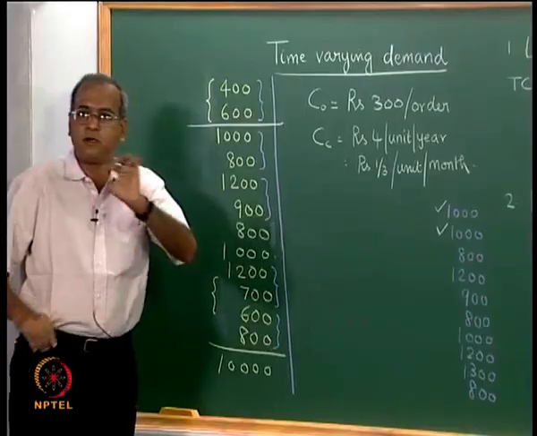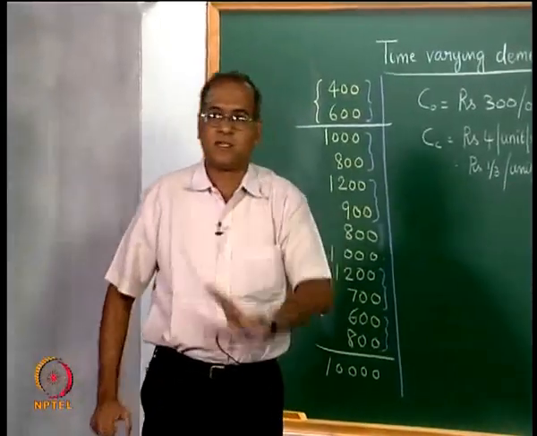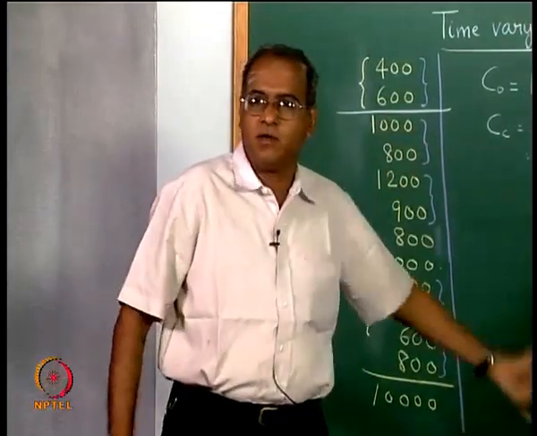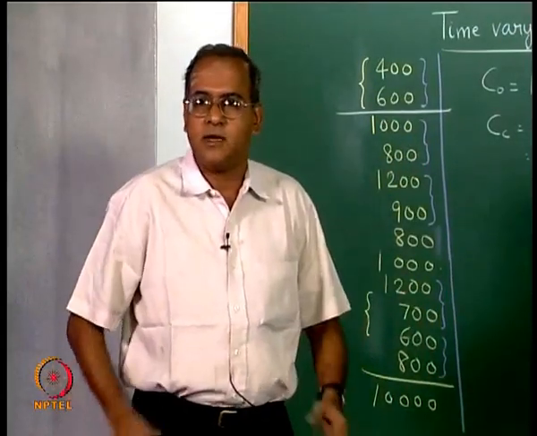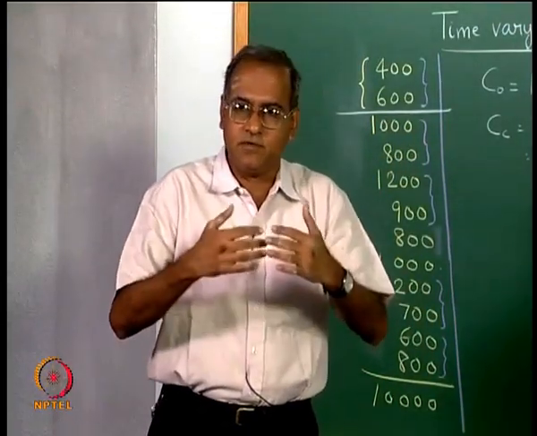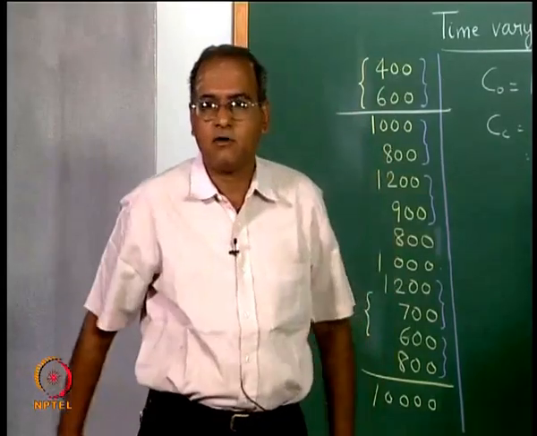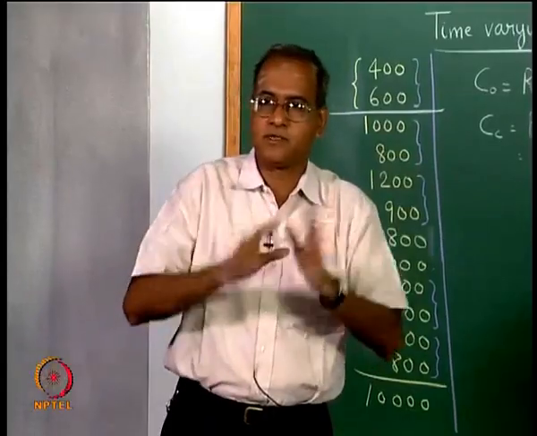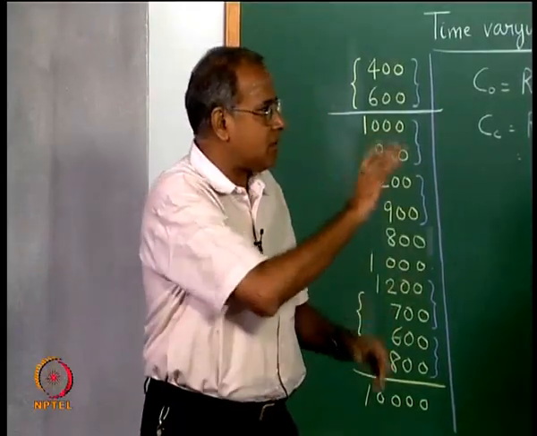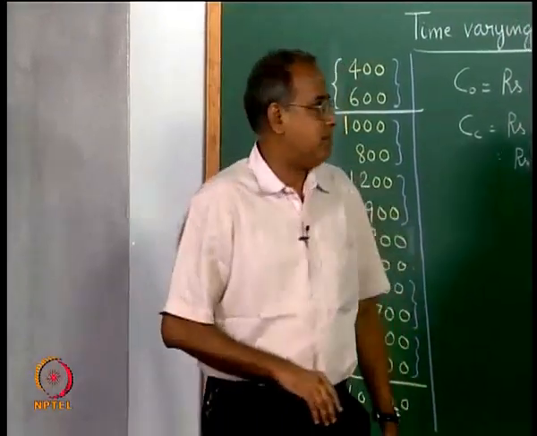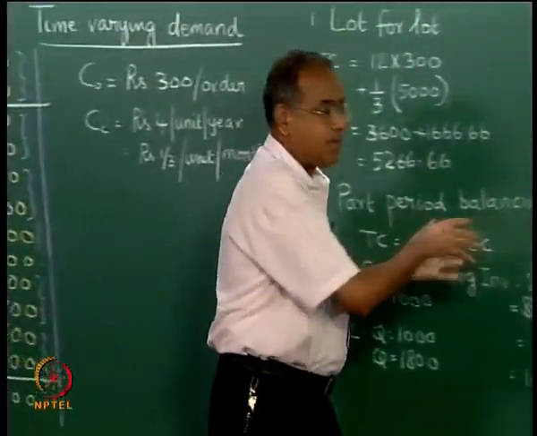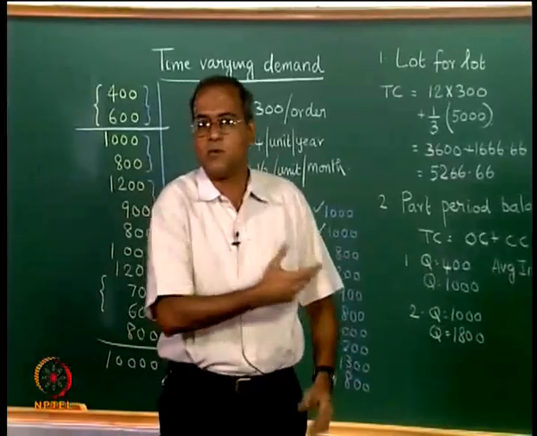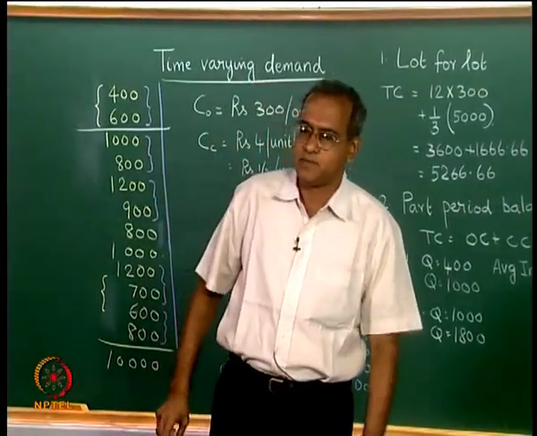So, it is possible to do what is called a worst case analysis and show that, whatever the problem, whatever the number of time periods, part period balancing will be within 1 plus x of the optimum, or Silver-Meal will be within 1 plus x of the optimum. Between the two, researchers have found that part period balancing is a little better amenable to that kind of analysis. So, there are some results which talk about the goodness of part period balancing.